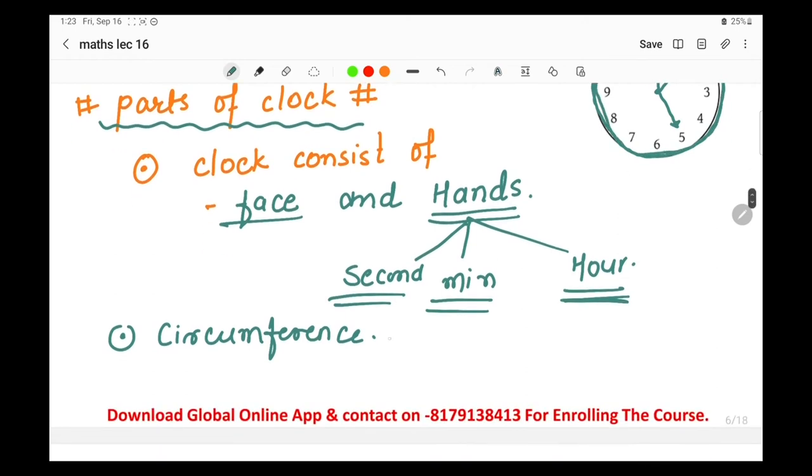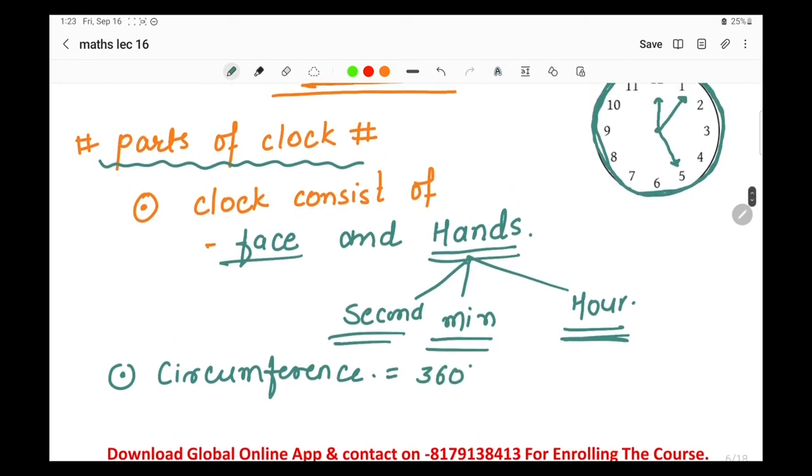Here, the circumference of the clock is 360 degrees. It is making one complete circle. The circumference of the clock makes 360 degrees. As we know, there are different shapes of clocks also, but basically we have to consider the inner part of the clock as 360 degrees, making the circumference and the angle of 360 degrees.